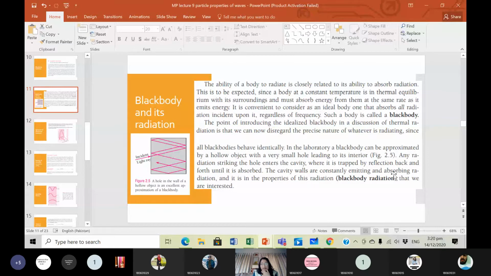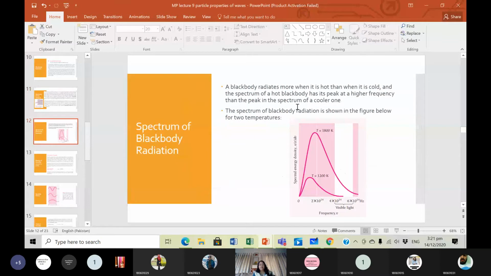So the cavity walls are constantly emitting and absorbing radiation, and it is the properties of this radiation that we are interested in. This makes it a good black body. So in the lab, we can create a black body with this apparatus and experimental setup. So what does the spectrum of a black body actually look like?